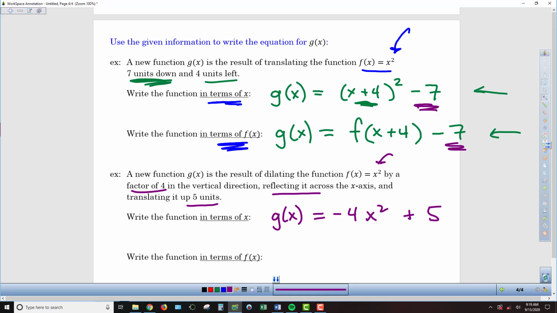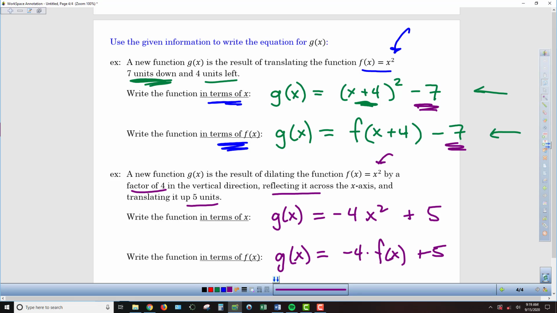It's going to be a translation up 5 units, so I'm going to have a plus 5 tacked on to the end. So then if we want to write that in terms of f of x, so if we didn't know what our original function was, but we wanted to still indicate these exact same 3 transformations, the dilation, the reflection, and the translation up 5 units, it would be negative 4 times, instead of x squared, it would be just f of x, and then plus 5.